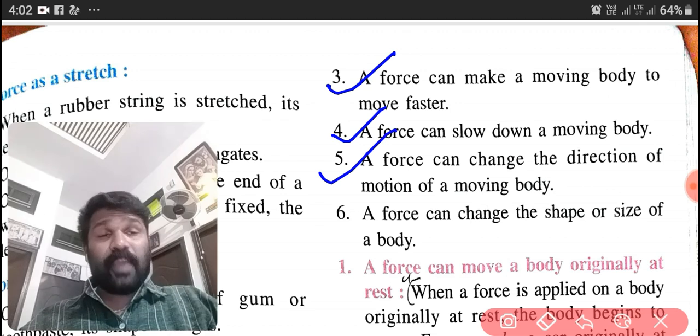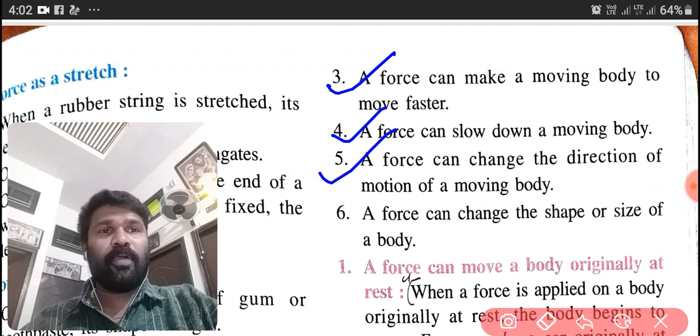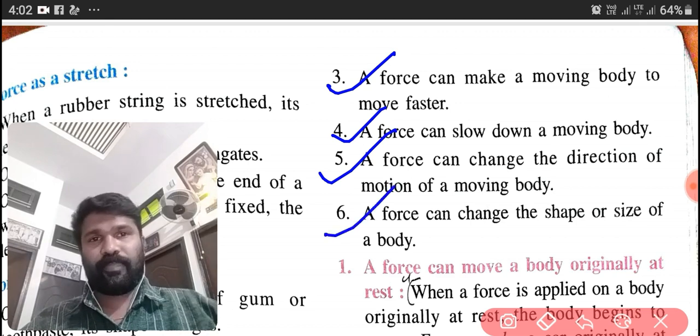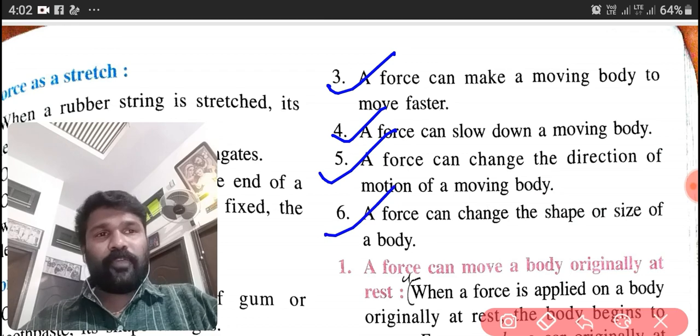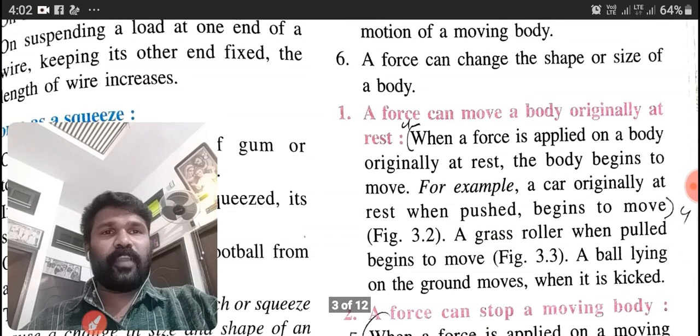Then another one, the last effect, a force can change the shape or size of a body. From these six points, we are going to discuss here today.